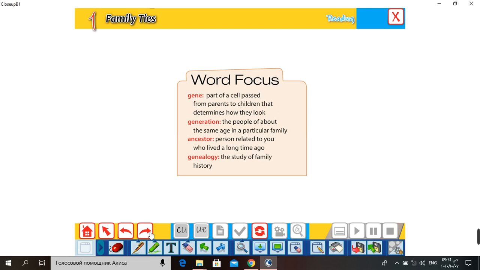The word ancestor means a person related to you who lived a long time ago. So your ancestors are your relatives, but they lived a long time ago. Genealogy is the study of family history. So how you find out about your family history, you can use genealogy.